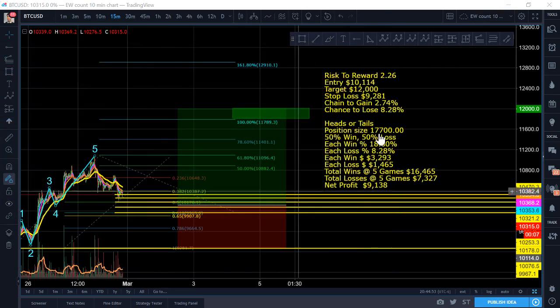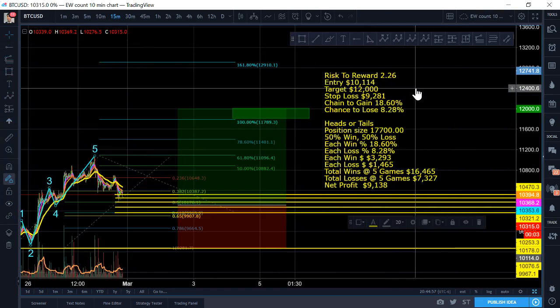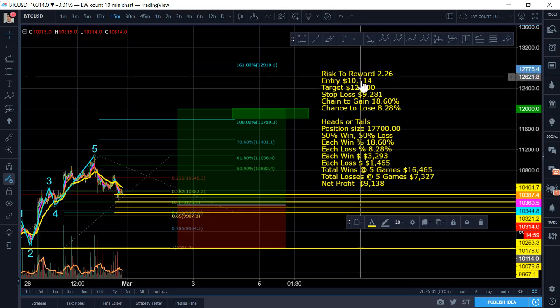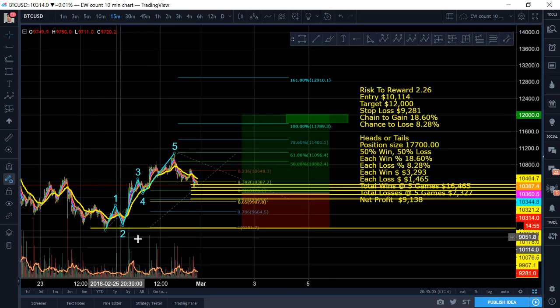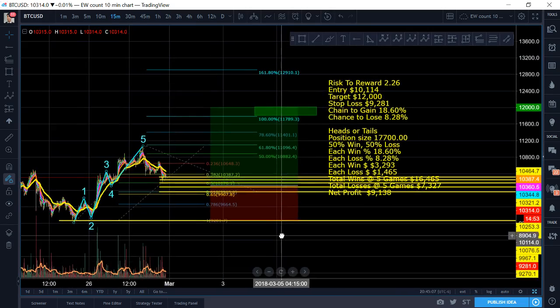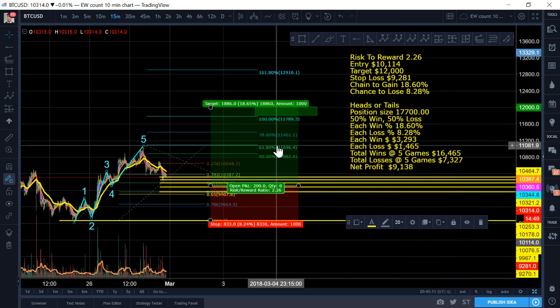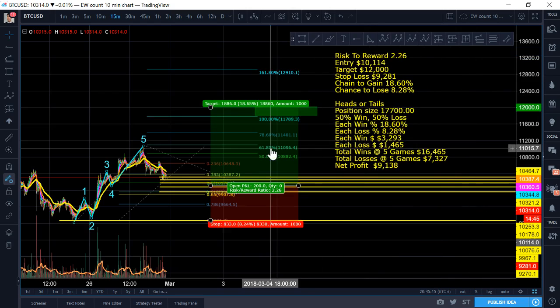I always find little mistakes in my spreadsheet sometimes. There we go. So risk to reward, 2.21. Entry, 10,000. Target, 12K. Stop loss, our swing low for wave failure of Elliott wave, retracing 100%. Chance to gain, 18.6%. Chance to lose, 8.28%, right?